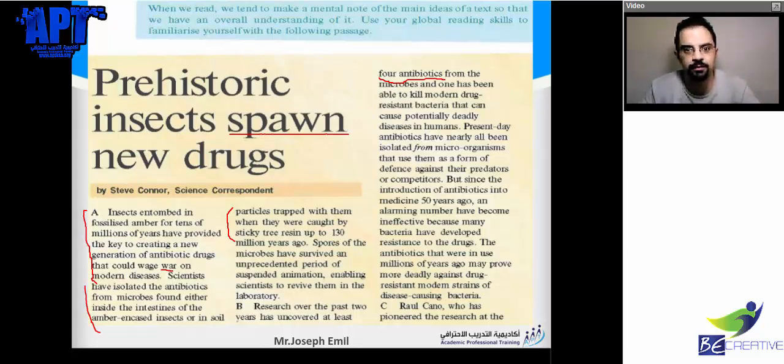So we're talking about 4 antibiotics that were extracted from the microbes, all right? And these antibiotics were used by the microbes to fight their predators or the competitors, and these microbes were extracted to fight modern-day bacteria that proved to be fatal and resistant to antibiotics that have been created since 50 years ago, sorry.